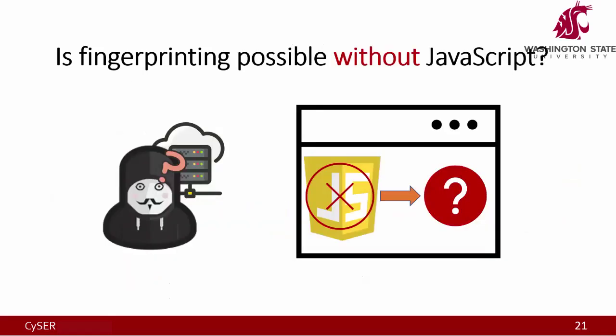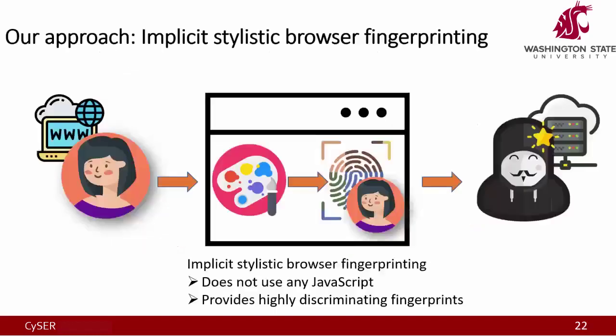still be tracked? If we just visit a static website, there's only HTML, CSS, we cannot interact with the website because there's no JavaScript. So can we still be tracked? Unfortunately, we can still be tracked. This is one of our works. We developed a new fingerprinting system that doesn't use any JavaScript. So simply visiting a static web page, the website can still identify you.